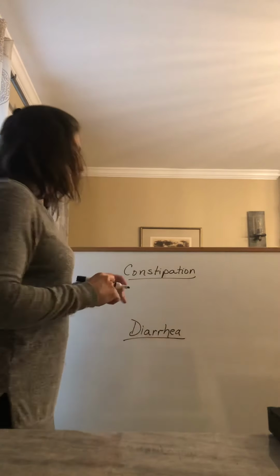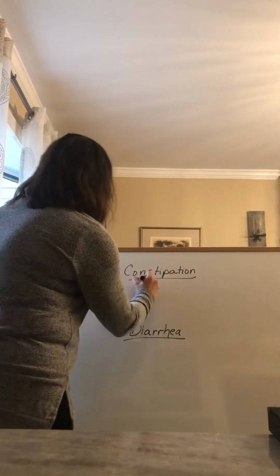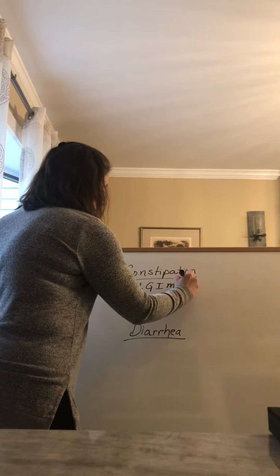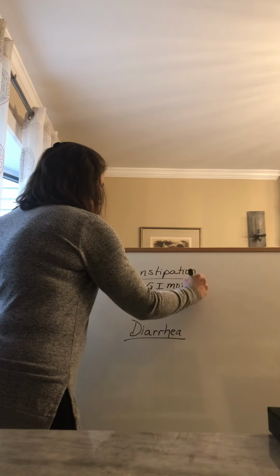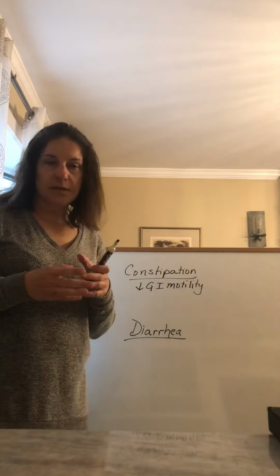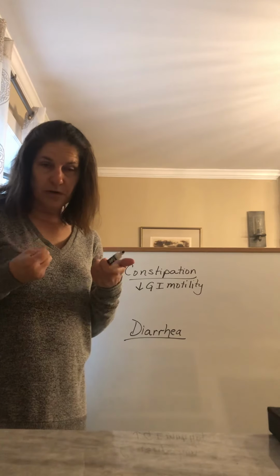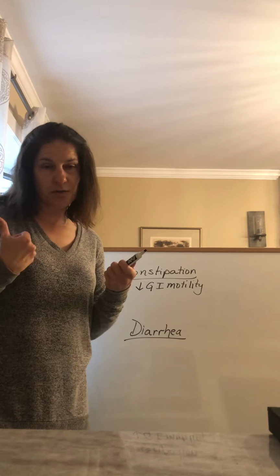Okay. When someone has constipation, it means they've had a decrease in GI motility. GI motility is slowed down significantly. And because GI motility has slowed down significantly, too much water is being pulled out of the fecal material moving back into the circulatory system.